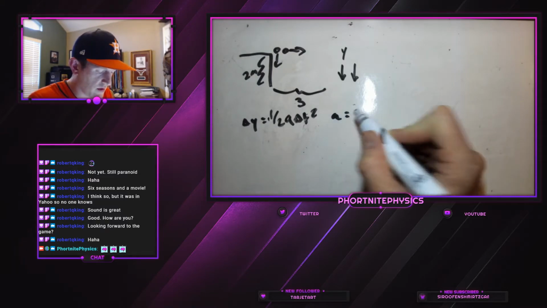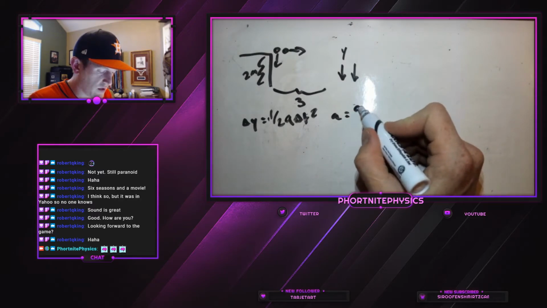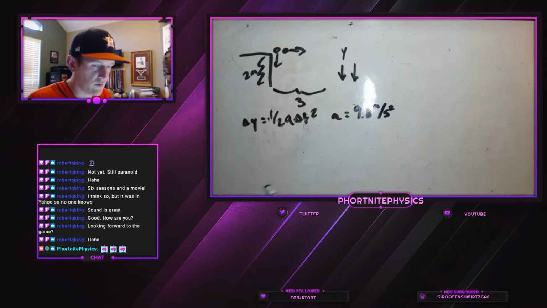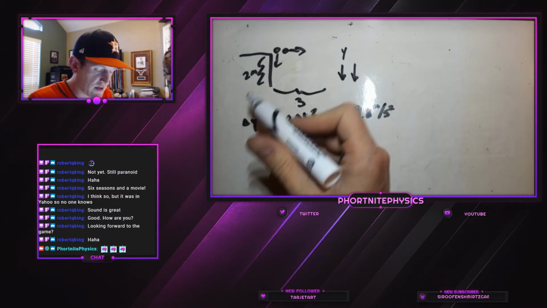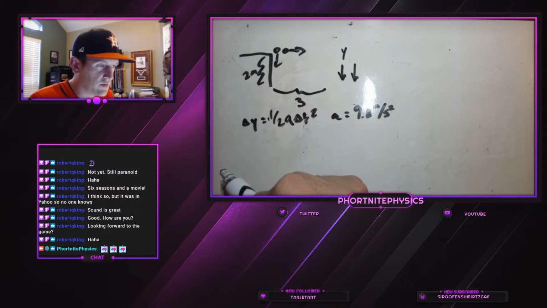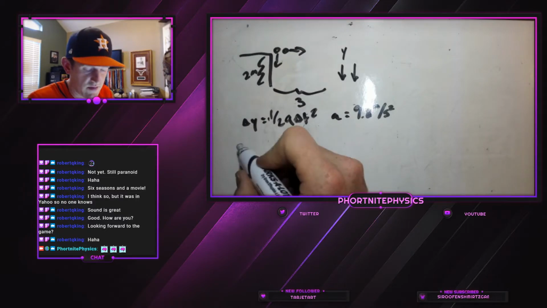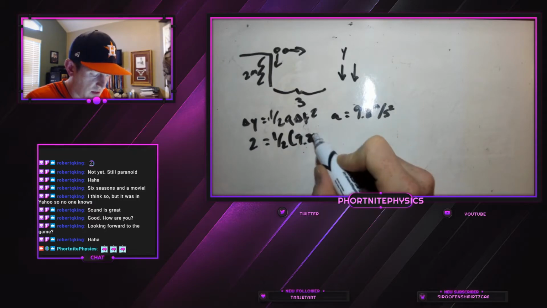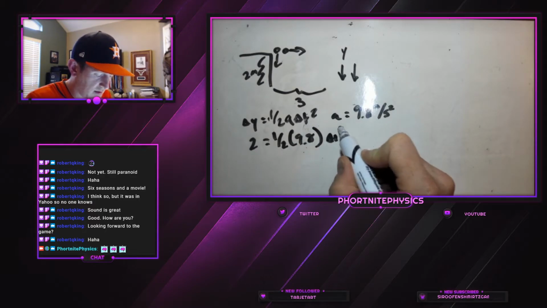And we already know that our acceleration in the y direction is 9.8 meters per second squared. We know our delta y is this 2 meters because that's how far our cat and our mouse are going to fall. So we have 2 equals 1/2 times 9.8 multiplied by time squared.